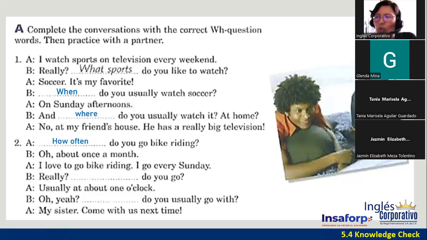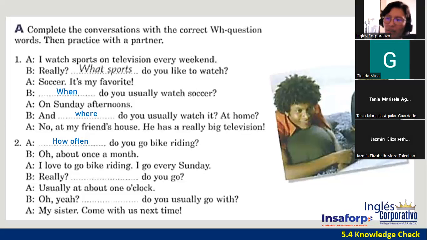How often do you go bike riding? ¿Qué tan a menudo vas tú a bicicletear, decimos nosotros, o a practicar ciclismo, qué sé yo. Oh, about once a month, right? I love to go bike riding. I go every Sunday. Really?